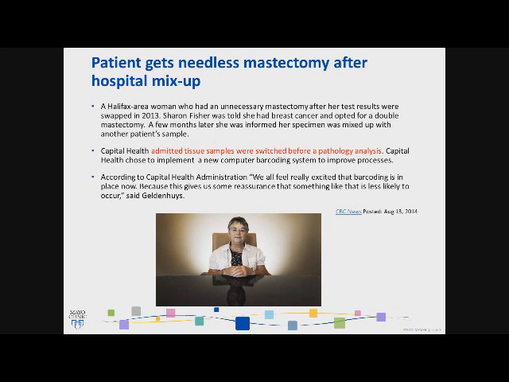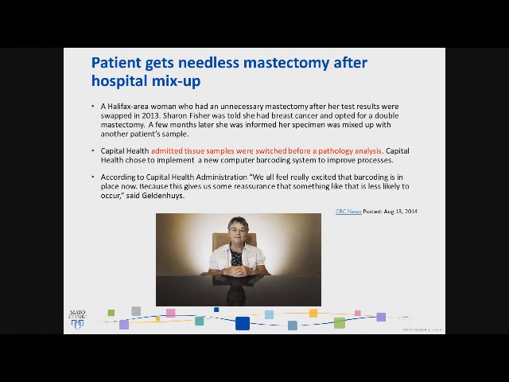This is a woman that a similar thing happened to. This is a Halifax area woman who had an unnecessary mastectomy after her test results were swapped in 2013. This woman, Sharon Fisher, was told she had breast cancer and opted for a double mastectomy. A few months later, she was informed that her specimen was mixed up with another sample. They admitted that the tissue samples were switched before pathology analysis. So Capital Health chose to implement a new computer barcoding system to improve processes. And they're very excited about this barcoding system.